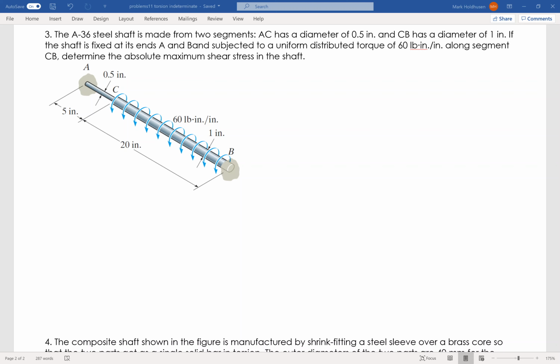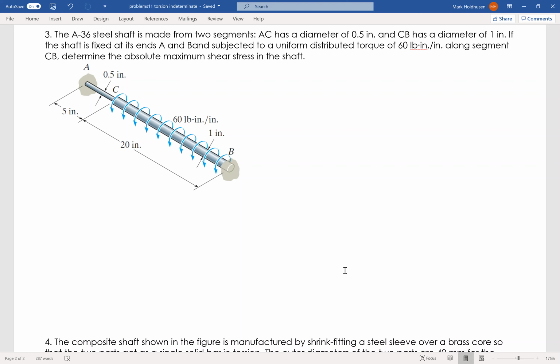Okay, in this problem, I've got a distributed torque applied to a stepped rod, right? I've got two different diameters as shown here. Everything's steel. What I want to do is find where the maximum shear stress is in this shaft. First, I need to find where the maximum torques are, and then from that, I can find the maximum shear stress, okay?